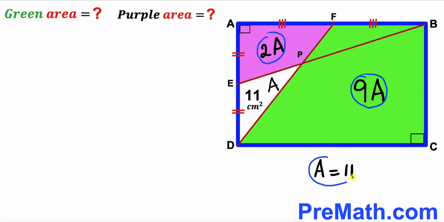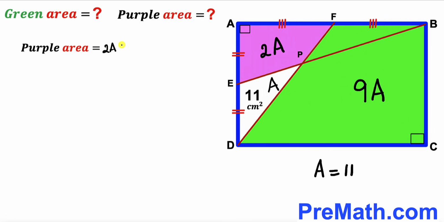And our A value is 11. So our purple area is going to be 2 times A, and I'm going to substitute the A value as 11. So 2 times 11 gives us 22 centimeters square, the area of this purple shaded quadrilateral. Likewise, our green shaded area is going to be 9 times A, and we know A is 11, so that gives us 9 times 11, which is equal to 99 centimeters square.